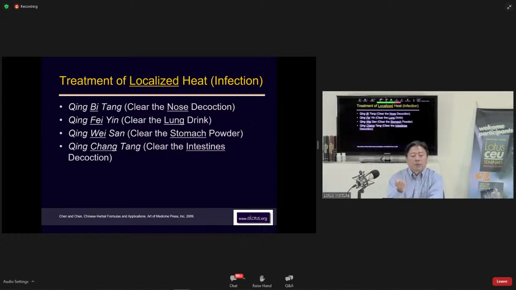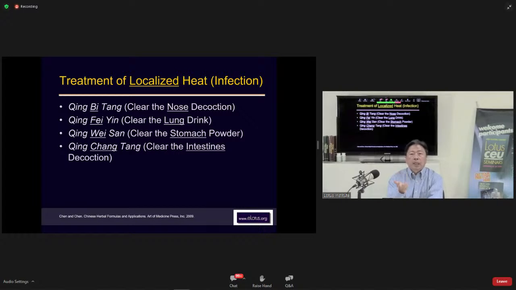Okay, the next formula is 清肺饮 clear the lung drink. So this is a great formula to treat heat in the lung. Okay, so in this case, both heat in terms of infection and also heat in terms of inflammation. So the patient may have cough and wheezing and chest congestion and phlegm and so on. Okay, then the next formula is called 清胃散 clear the stomach powder. So this is a formula for treating stomach heat.